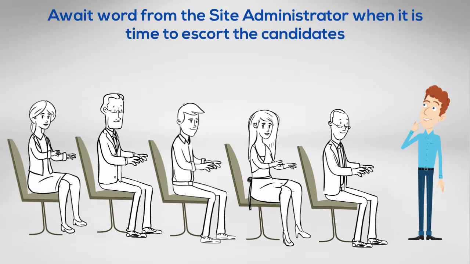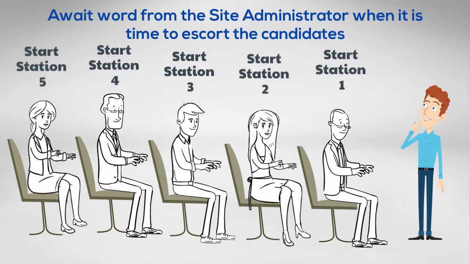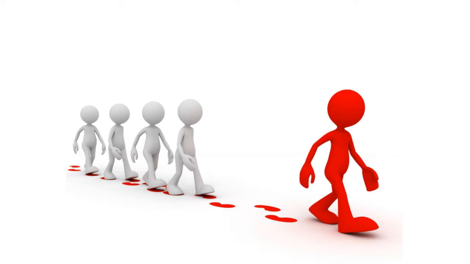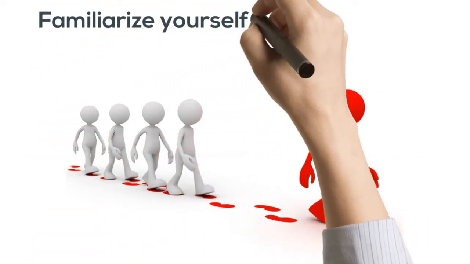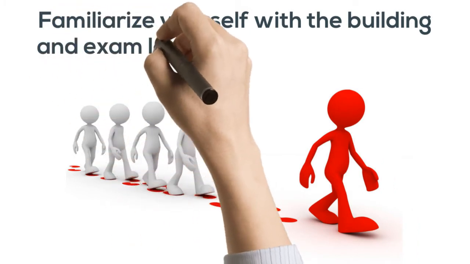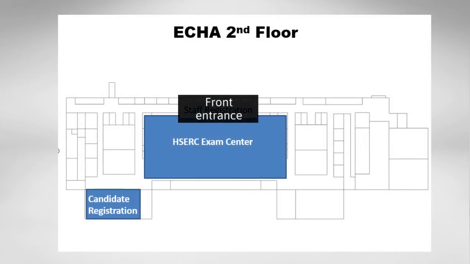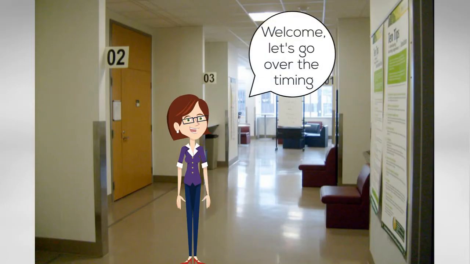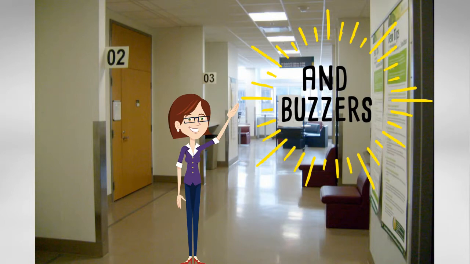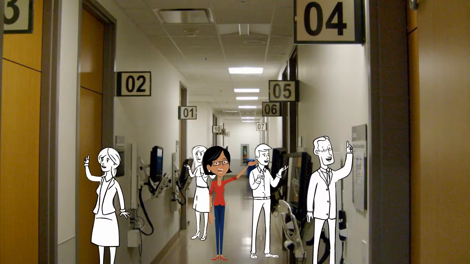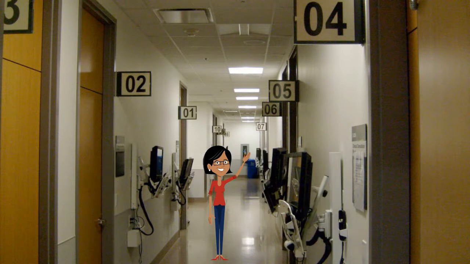When it is time to escort your candidates, you will ensure they are lined up in start station order. They are relying on you to know the way. Please ensure you have become confident and aware of the route you will be guiding them. We do not want to add any undue stress to candidates by getting lost. Please wait at the entrance until you are invited in. The candidates will be greeted by the site administrator and briefed on our timing and buzzer. Once complete, the group leader will escort the candidates to their specific track where the head hall monitor will assist in placing them at their start stations.